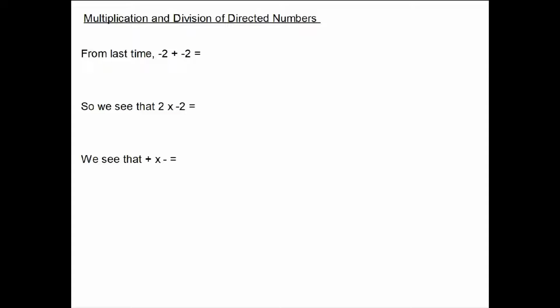We're now going to look at multiplying and dividing negative numbers. From last time, we noticed that a plus immediately next to a minus will become a minus. So minus 2 plus minus 2 would be minus 2 minus 2. We could then use a number line to work out that this is going to be minus 4. Minus 2, take away 2, I get minus 4.